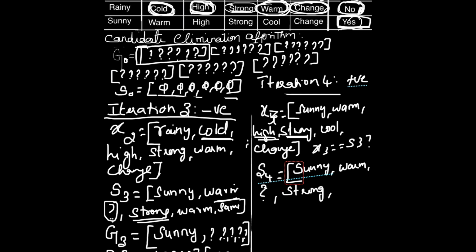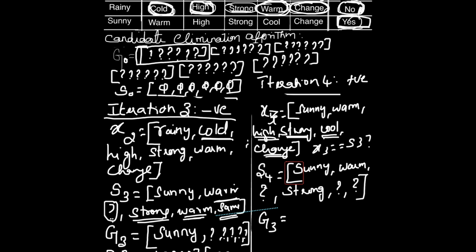The next value is cool in X3, and in S3 we have warm. So it is changing, and we'll replace it with a question mark. The last value in X3 is change, and in S3 it is the same. It is not the same, so we'll retain it as a question mark. G3 remains the same, because since it's a positive sample, we'll focus only on updating the specific hypothesis and not the generic hypothesis.